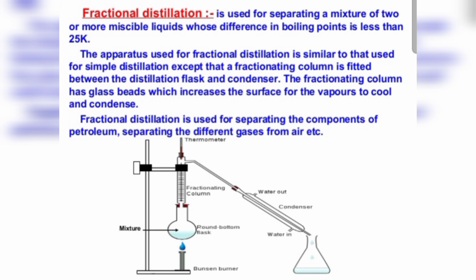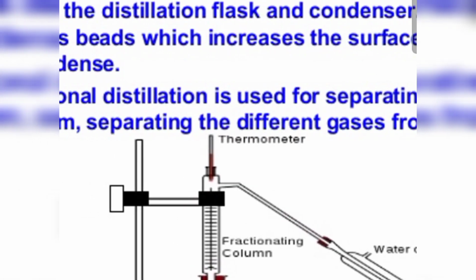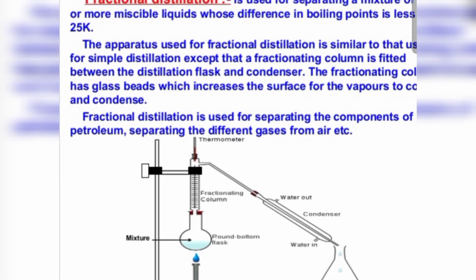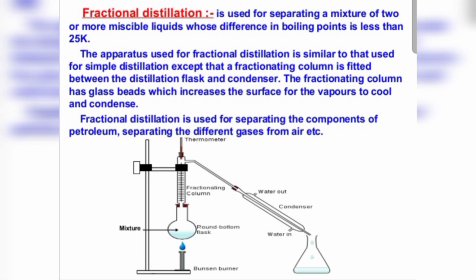The apparatus used for fractional distillation is similar to that used for simple distillation, except that a fractionating column is fitted between the distillation flask and condenser. This is known as a fractionating column. The fractionating column has glass beads which increase the surface for the vapors to cool and condense. Fractional distillation is used for separating the components of petroleum and separating the different gases from air.